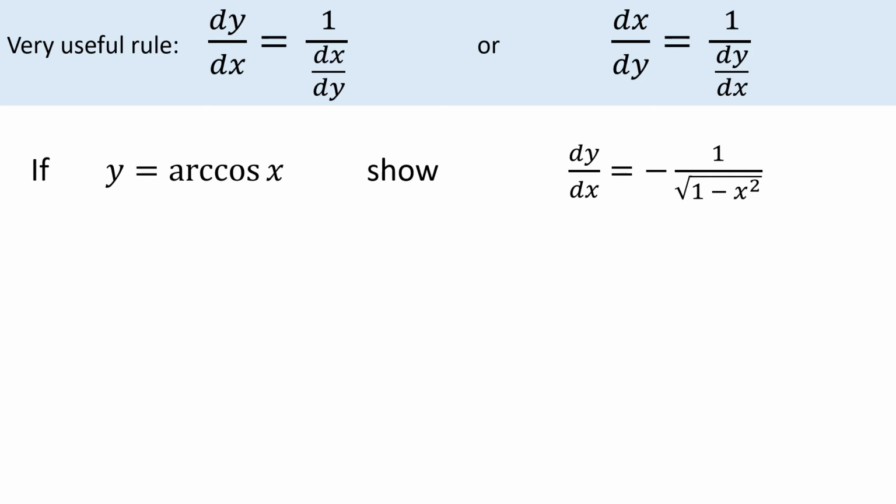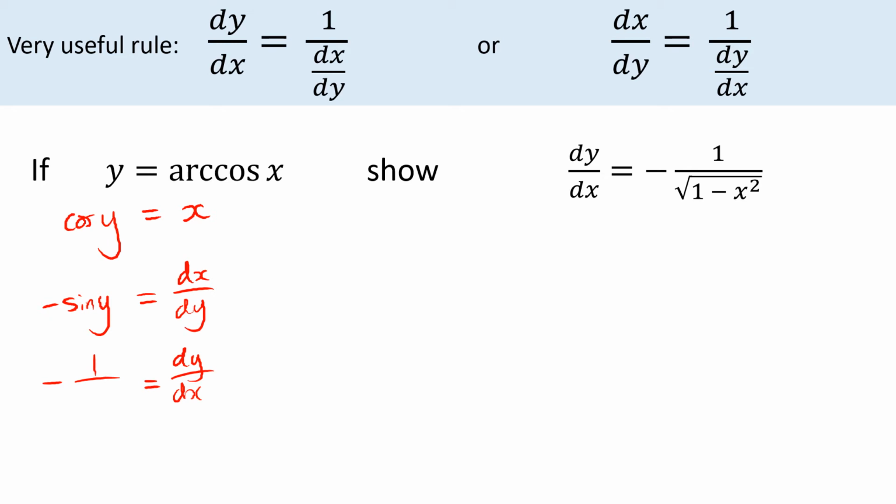Here we've got our arccos, which is cos to the minus 1, so we're going to apply cos to both sides, and that will get you to cos y equals x. We're then going to do dx/dy again, which is minus sin y. We're then going to flip that upside down, if it'll let me. dy/dx is equal to minus 1 over sin y.